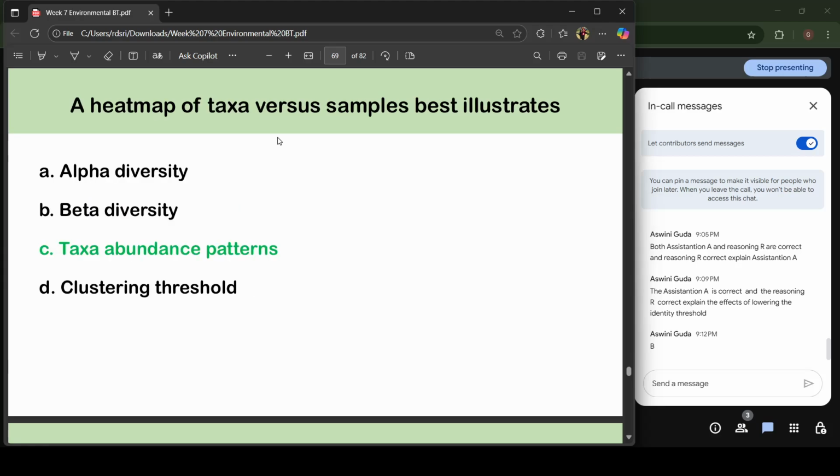So the last one is: a heat map of taxa versus samples best illustrates the taxa abundance pattern. So to represent abundance, we have a heat map.